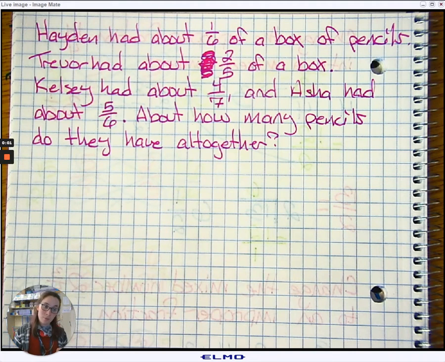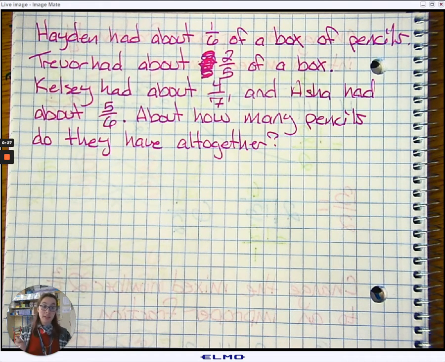This is lesson 4.1, estimating sums and differences. Example 1: we have our friend Hayden here who had about 1/6 of a box of pencils. Trevor had about 2/5 of a box. Kelsey had about 4/7, and Asha had about 5/6. The question we're being asked is how many pencils do we have altogether?